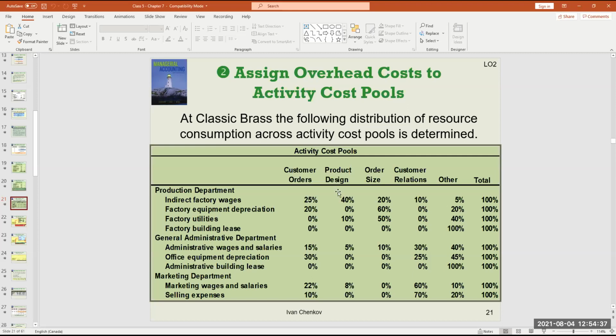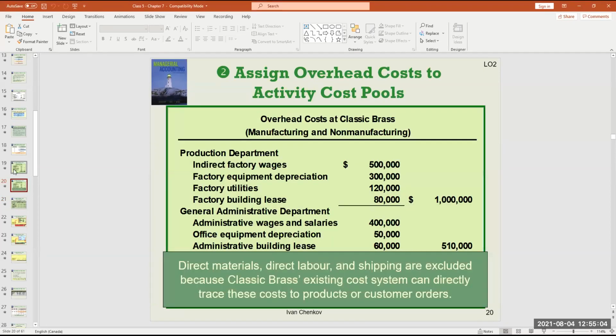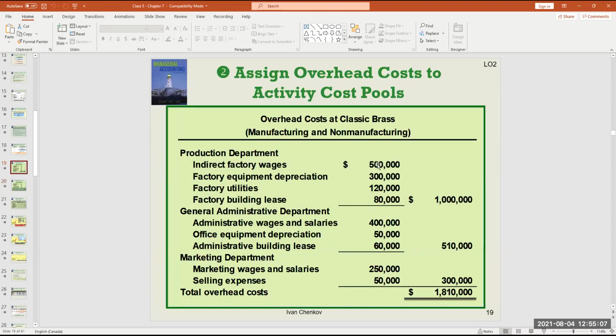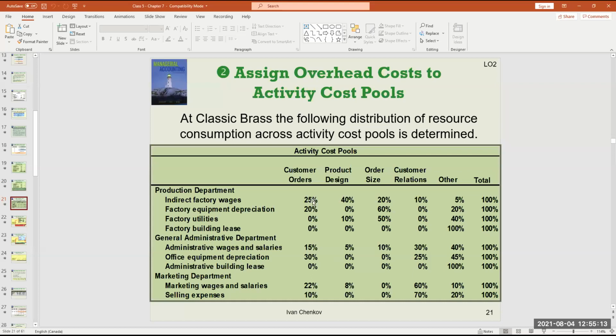This will be the pool for the customer order. This will be the pool for the product design. This will be the pool for the order size. This will be the pool for the customer relationship. This will be the pool for the other. Make sense? Yes, Professor. So now, if I know that of indirect factory wages, 25% goes to the customer order, and I already know that the indirect factory wages are 500,000, can I get the cost which is related to the customer orders in the indirect factory wage?